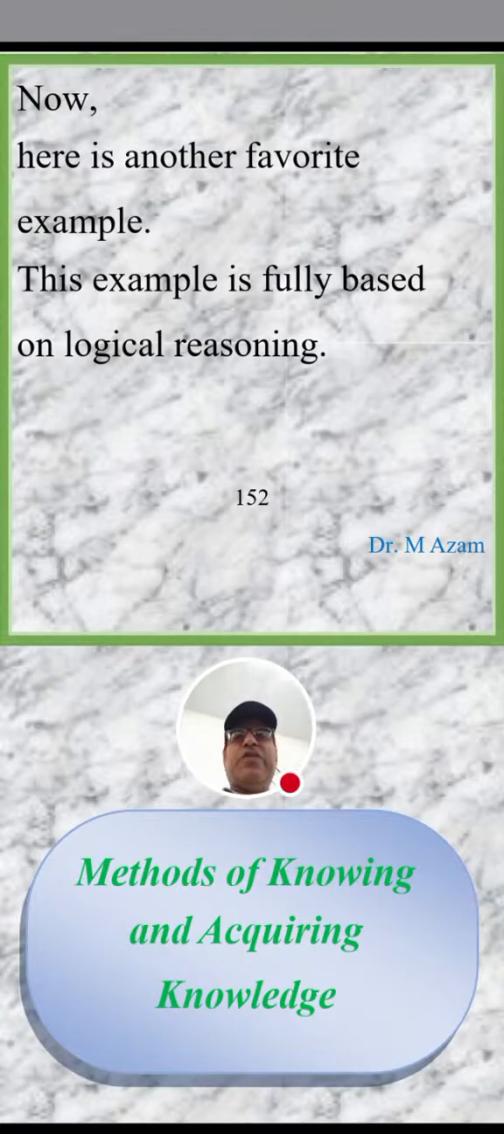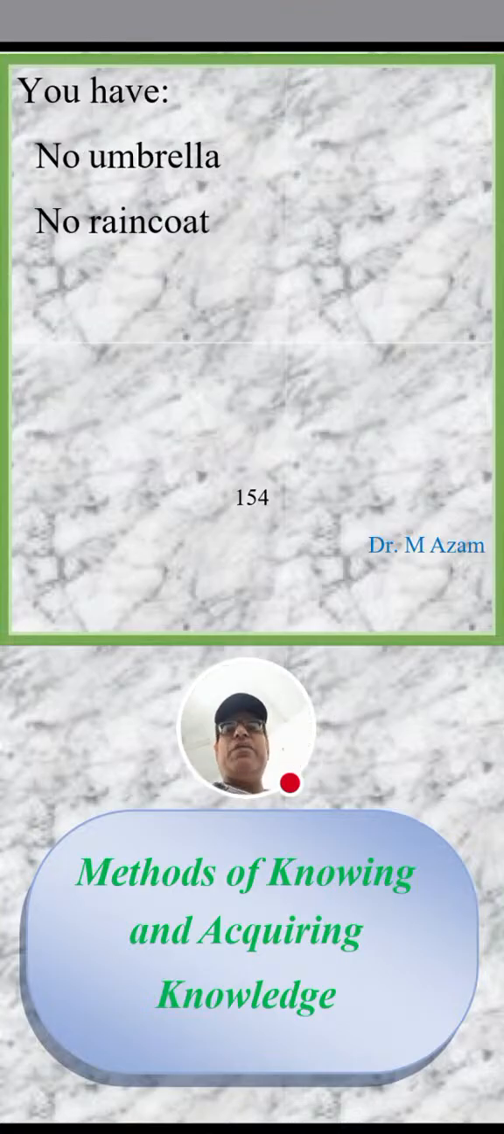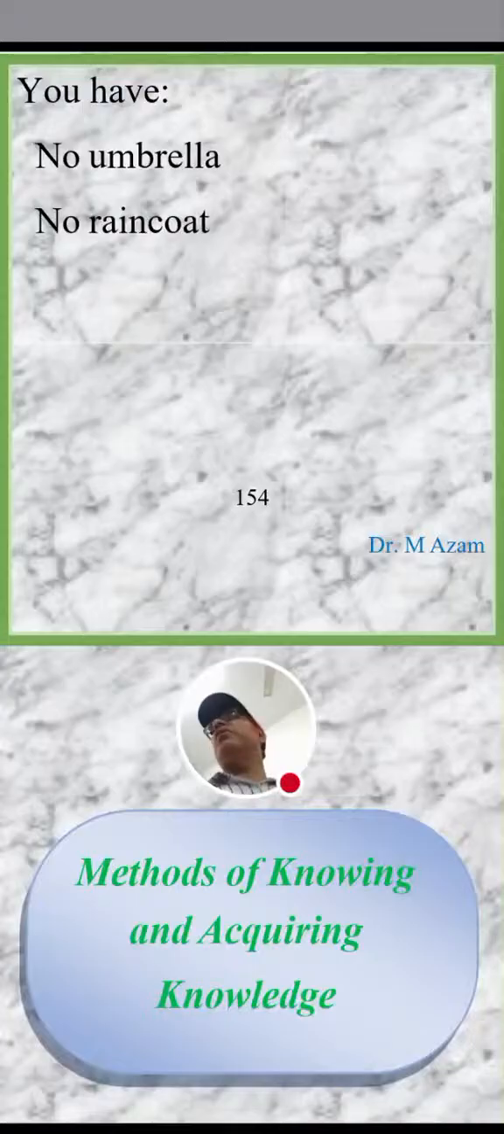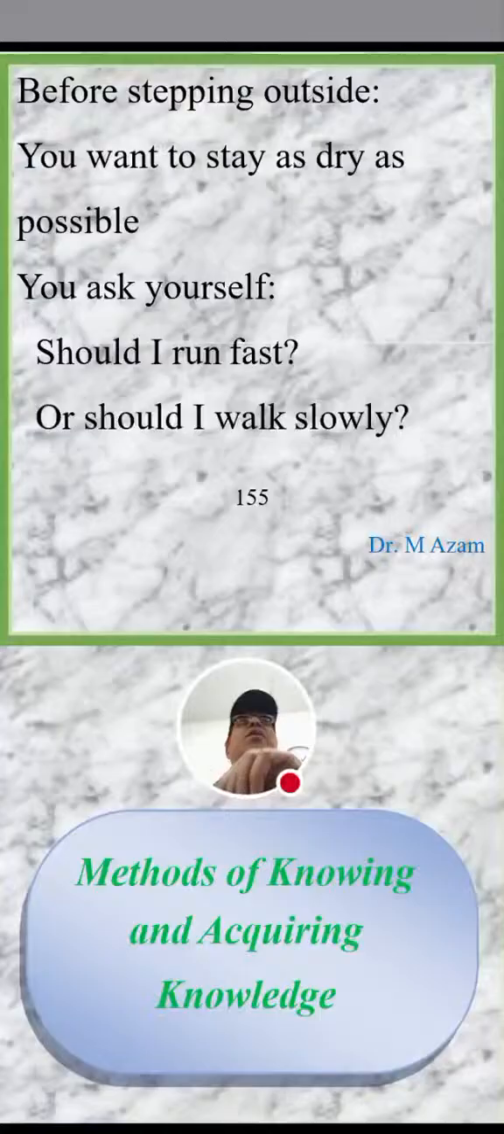Now, here is another favorite example. This example is fully based on logical reasoning. Imagine this situation. You are standing inside one campus building. Another building is 100 yards away. It is raining very hard. You have no umbrella. You have no raincoat. Before stepping outside, you want to stay as dry as possible.